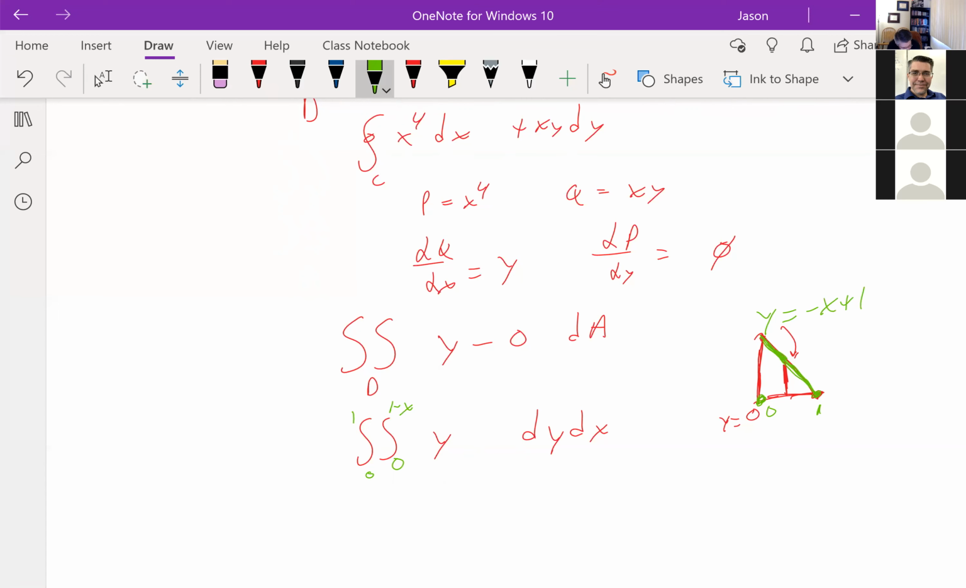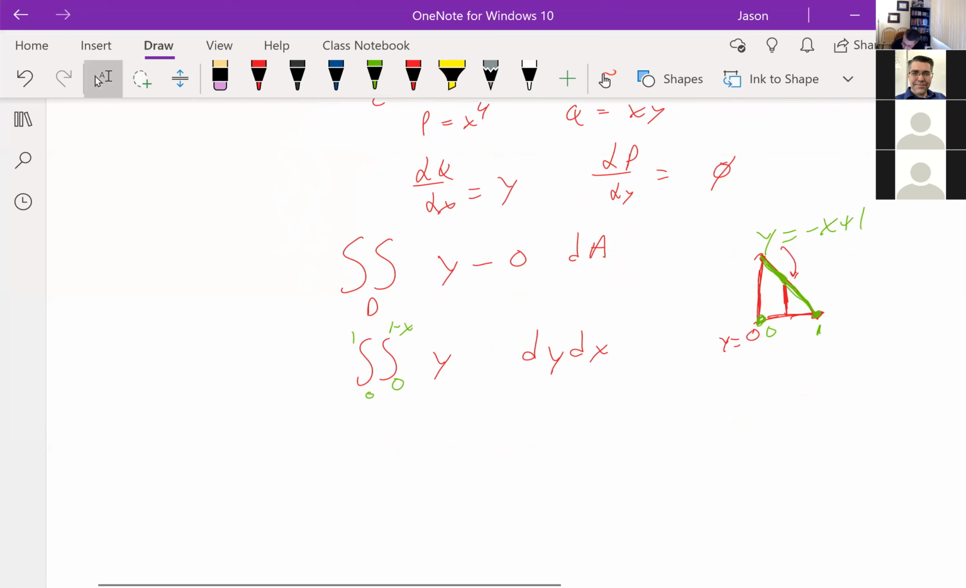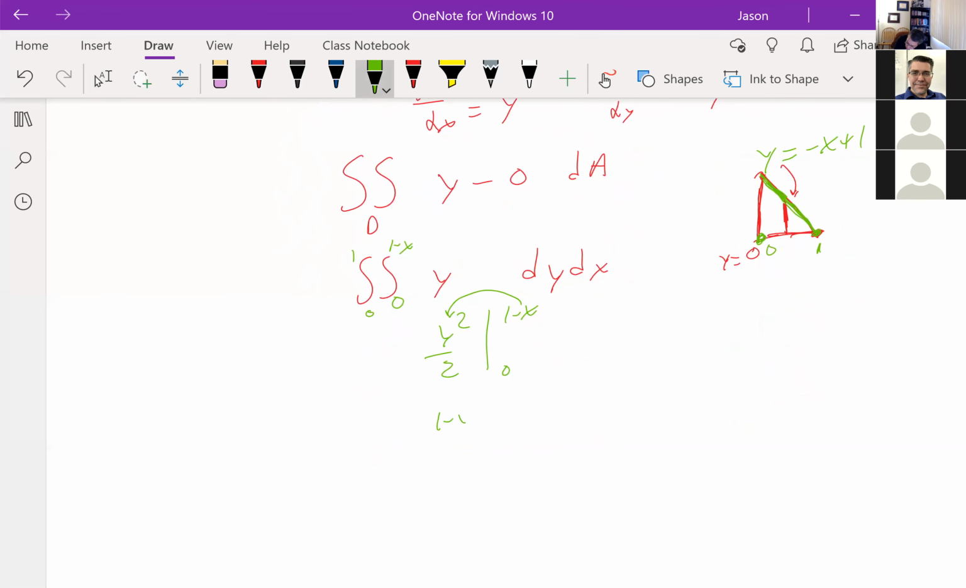Okay. So let's plug in. So integrate on y, we'll get y squared over 2 from 0 to 1 minus x. Plug in. We get 1 minus x squared over 2. Nice. Okay. dx, and then we want to integrate that from 0 to 1.